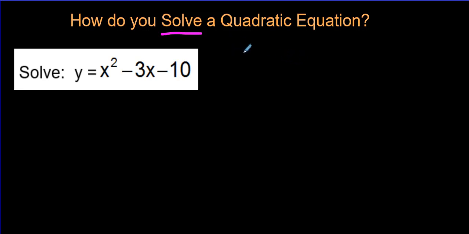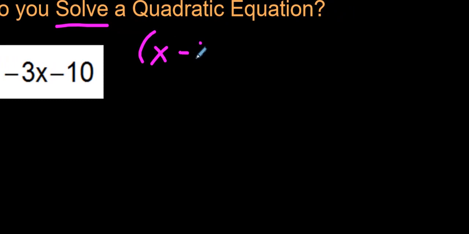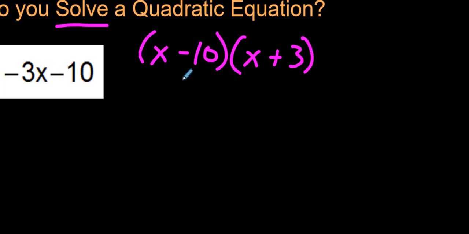Well, when you factor a quadratic equation, let's say you come up with an answer like this. If you were to graph this, what you would find is that it's a parabola. That's what a quadratic equation is.